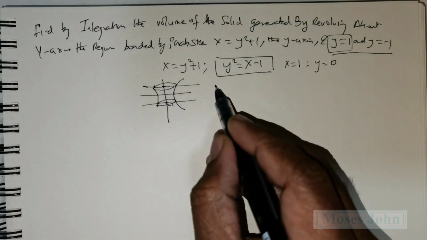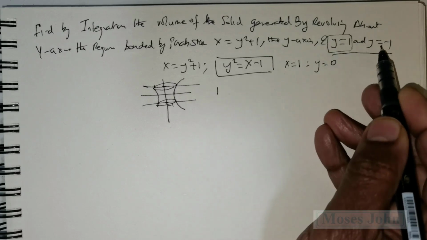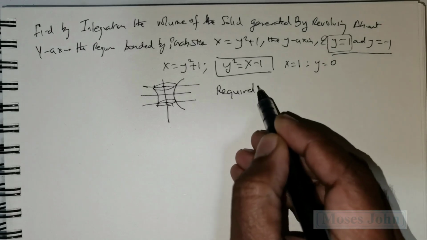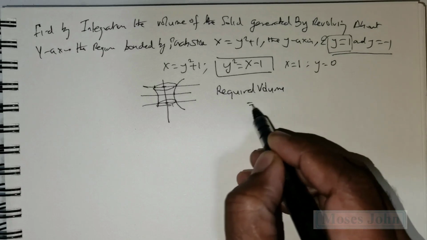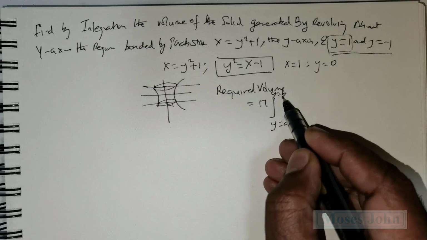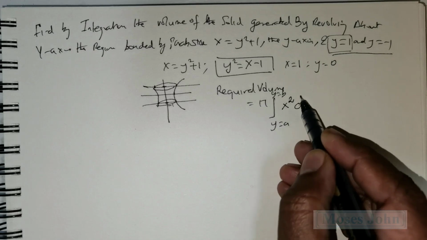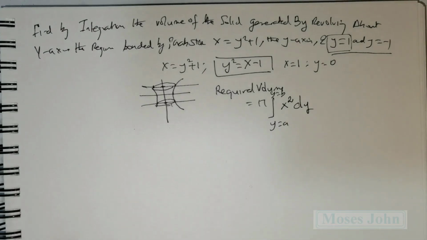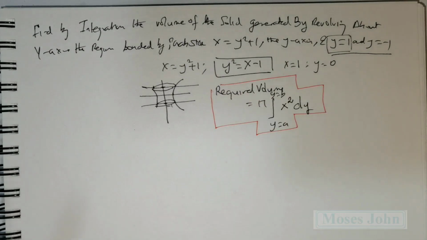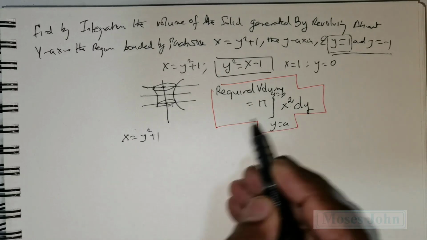And the formula that we would have to use in this case, since the coordinates are given for y, so y is varying, so the required volume would be equal to pi times, the limits are for y-axis, so y is equal to a to y is equal to b. Instead of placing y here, we would have to place x squared times dy. So this is the required formula that you would have to use. Now since we know x is equal to y squared plus 1, we would be substituting it there.